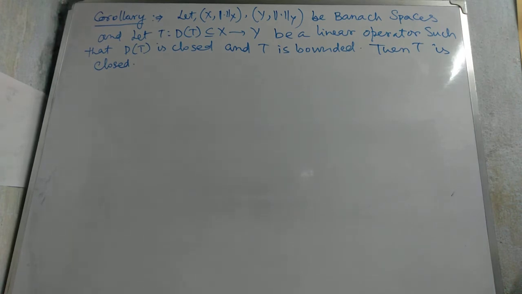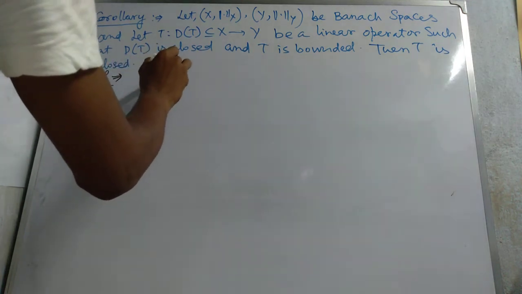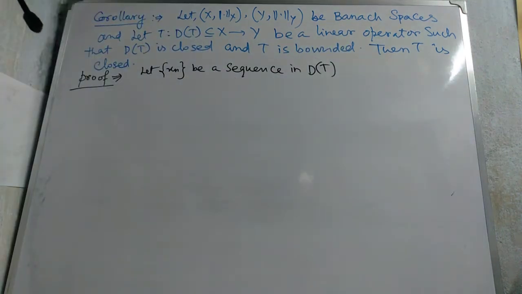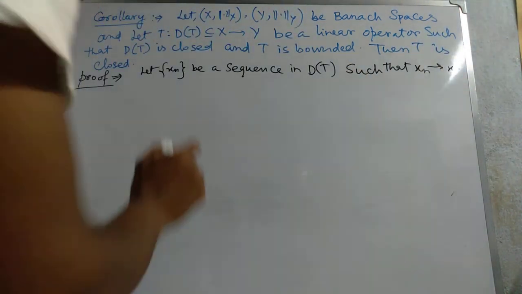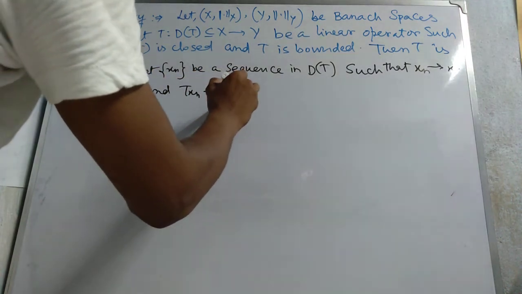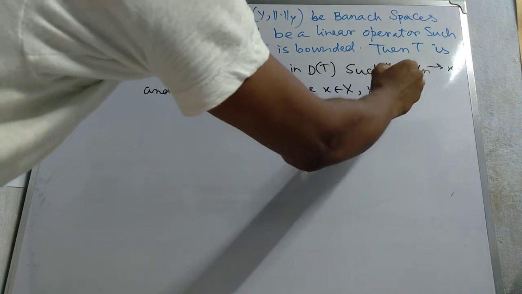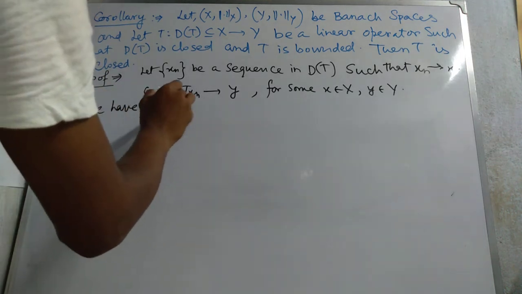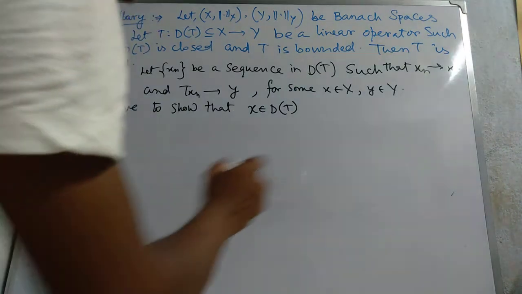Proof. Let xn be a sequence in dt such that xn tends to x and txn tends to y, for some x belongs to X and y belongs to Y. We have to show that x belongs to dt and tx equals y.